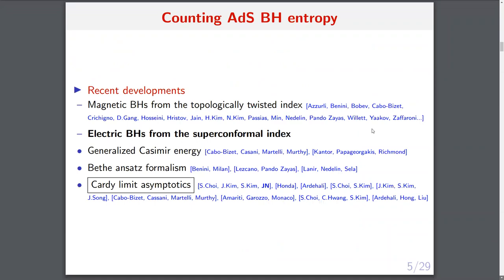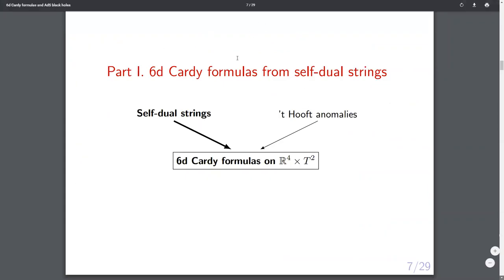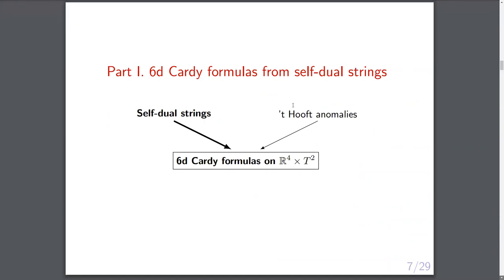So if there are no questions, I'm going to move on to our main part. In part one, I'm going to show the two different approaches to obtain the 6D Cardy formulas. In this first part, I'm going to show how to obtain the 6D Cardy formulas on the alpha times T2 from the elliptic genus of the self-dual strings.